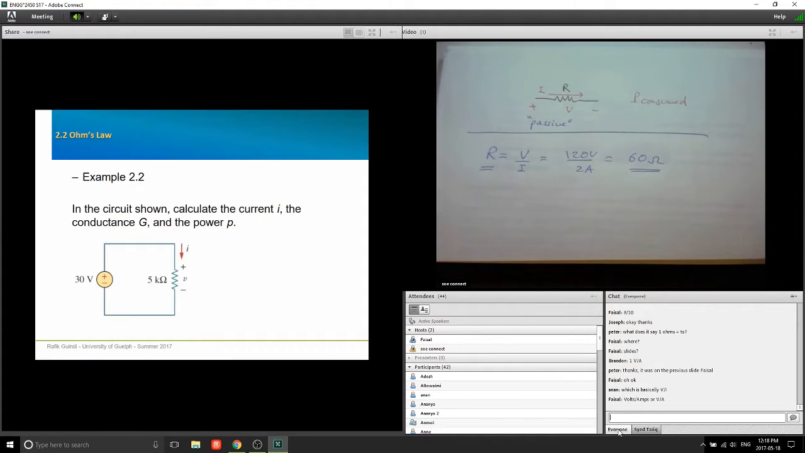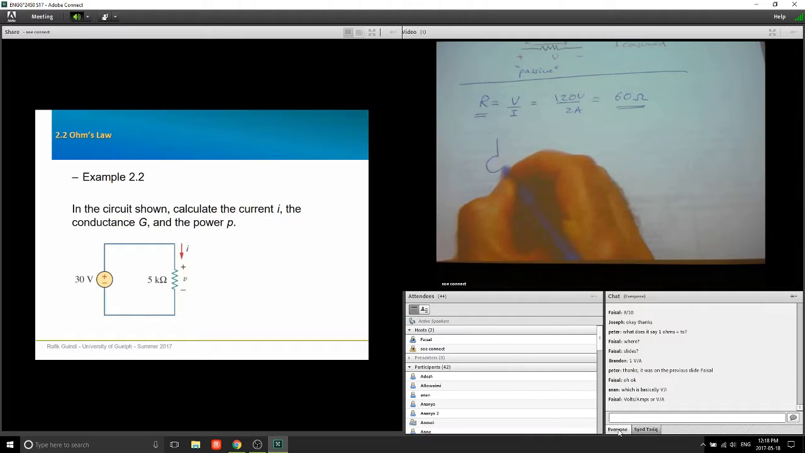Okay, thank you. Another example, in the circuit shown, calculate the current I, the conductance G, and the power P. Okay, look at that. I have a voltage source here of 30 volts.